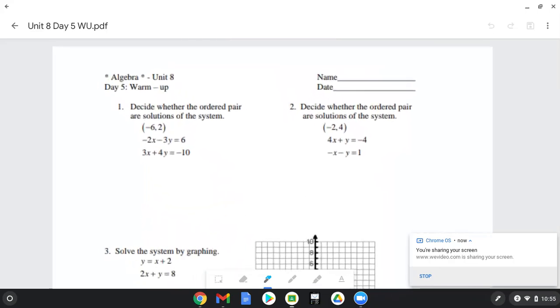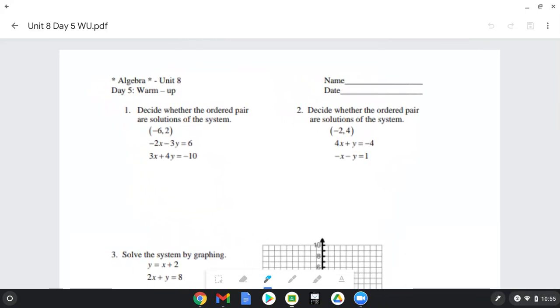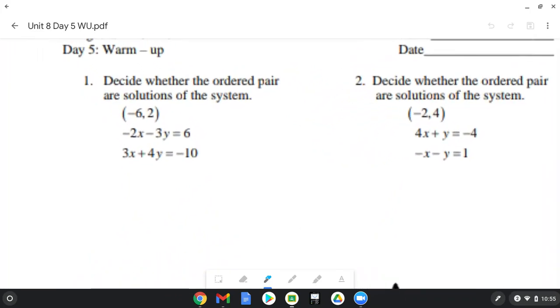All right, so today we just have a review of the last 4 days. So this is day 5, and this would be a review for our quiz that's coming up. The first one says decide whether the ordered pair is a solution of the system or not.